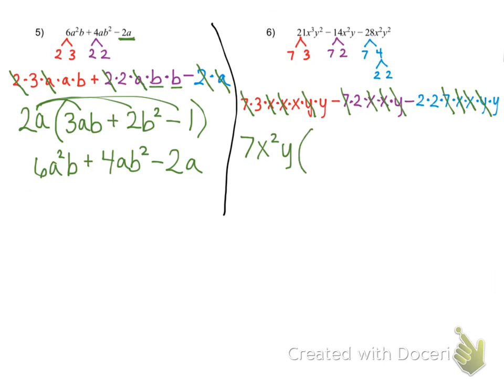What's left in our first term is we have 3xy minus our second term, we have a 2 left over, minus our last term, we have 2 times y. So we have 2 times 2 is 4, so we have 4y left over.